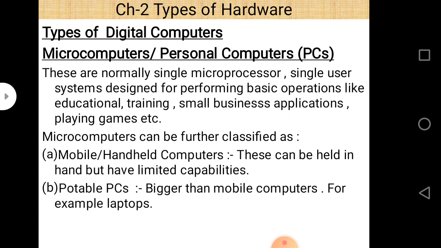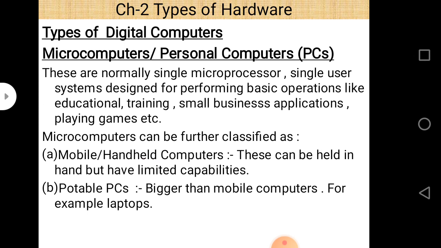Next are the types of digital computers. First of all, the microcomputer or personal computer. Microcomputers, as the name suggests, are small computers. They are normally single processor and single user. There is a single processor in them, and at a time a single user can work on the computer. This is the general description of microcomputers, and they are used in educational training, small business applications, and playing games. Your computer is also a personal computer, whatever you use.